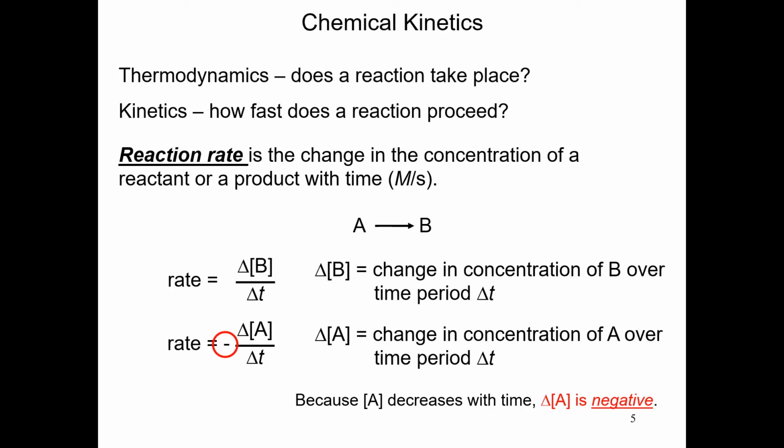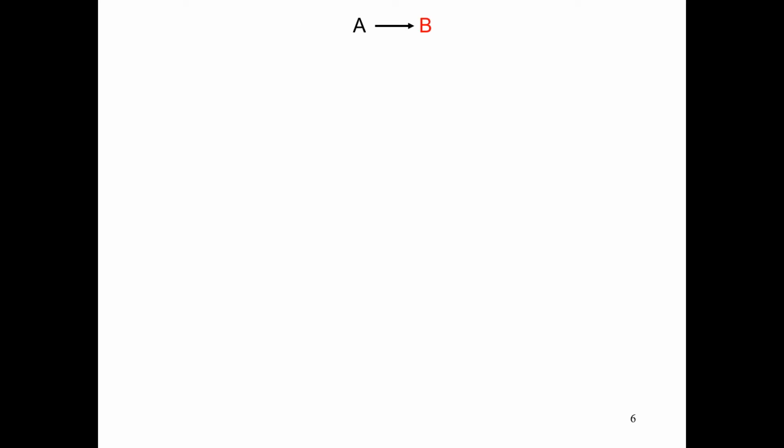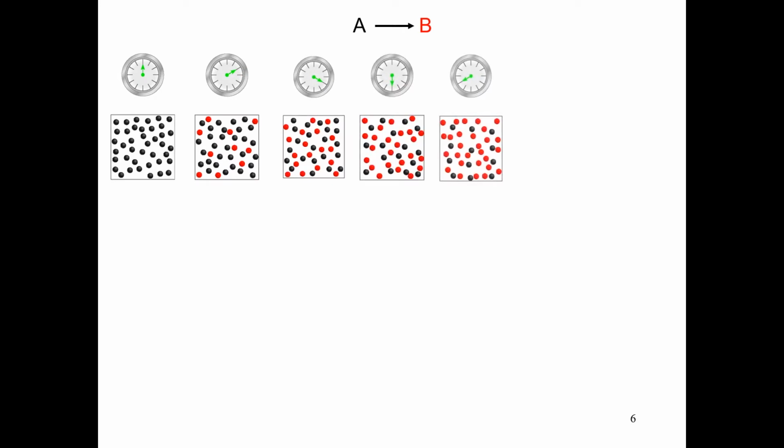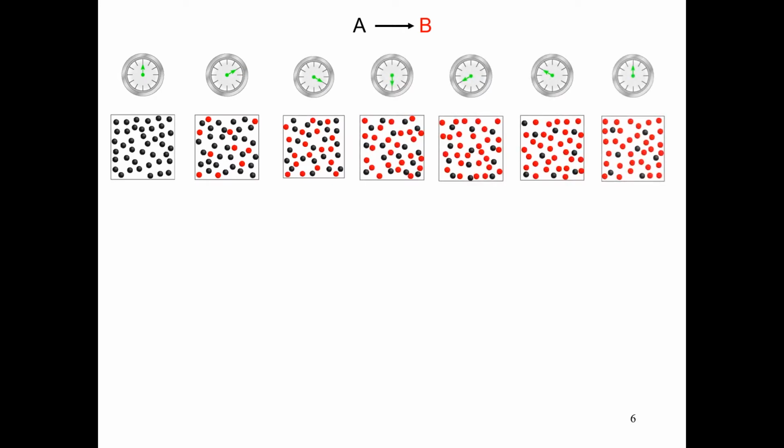Okay, now let's consider a situation where in this reaction, we're going to depict the molecules of reactant A in black and the molecules of product B in red. So let's say we track this reaction. You can see red spheres appearing here as B is produced over a certain period of time.